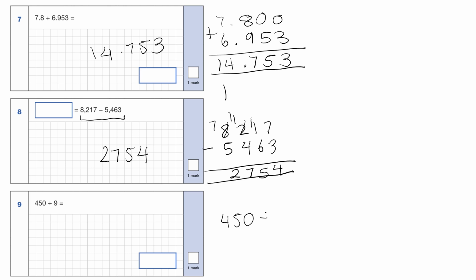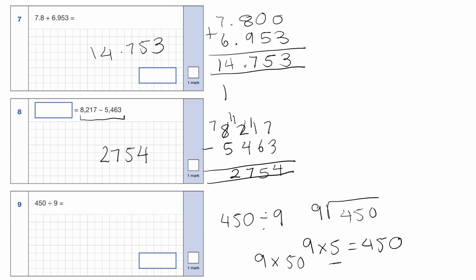450 divided by 9. I don't need to do this because I know 9 multiplied by 5 is 45. It's 10 times greater. So that must be 10 times greater. 9 times 50. Answer is 50. Use your multiplication facts to help you.